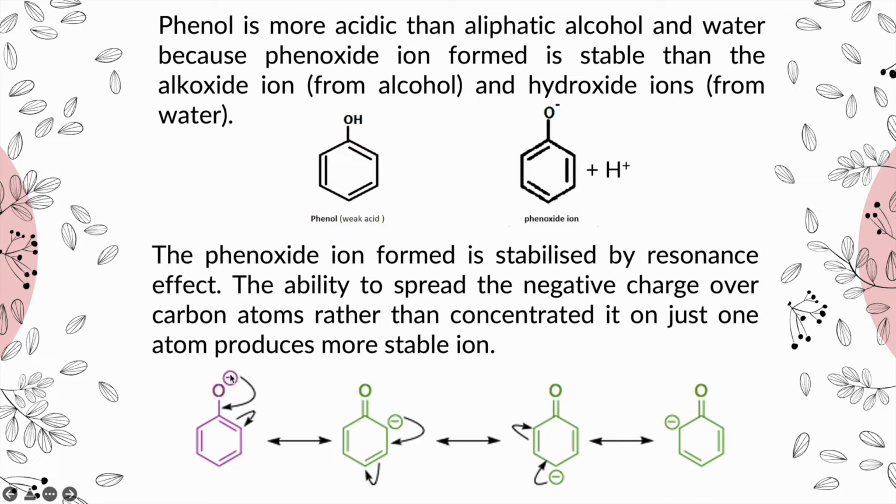So here in the phenoxide ion, the O negative can spread the negative charge to here to become a double bond, with the negative charge over here. It can be spread over the carbon atoms in the benzene ring. This resonance structure makes the phenoxide ion more stable. Phenoxide ion more stable means it is easy to release the H plus. Because it is more stable, it does not prefer to have the H over here, so it is easy to release H plus. That's why phenol is the most acidic, because it is easiest to release the H plus. Why easiest to release? Because it is most stable in this form.